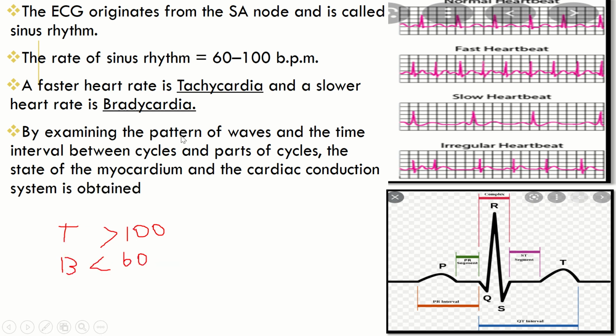So by examining the pattern of the waves and the time intervals between the cycle and parts of the cycle, the state of the myocardium and the cardiac condition of the system is obtained. As we already see, because of the waves, what is the intensity, what is the interval, whether all the waves are present, whether they are very fast, whether they are very slow, whether they are irregular. By means of these waves, we will be able to study the heart, the myocardium, the layers of the heart, and how much electrical impulse is taking place. Everything we can study through this ECG.